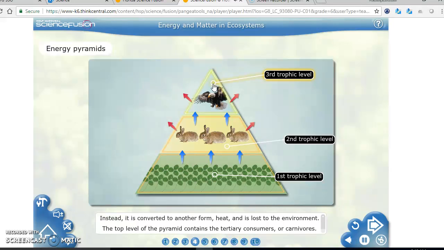The top level of the pyramid contains tertiary consumers, or carnivores. It is the smallest part of the pyramid because it takes a lot of energy to support a top predator in the ecosystem. An energy pyramid illustrates the law of conservation of energy, that no matter how much energy is transferred or transformed, all of the energy is still present in one form or another.